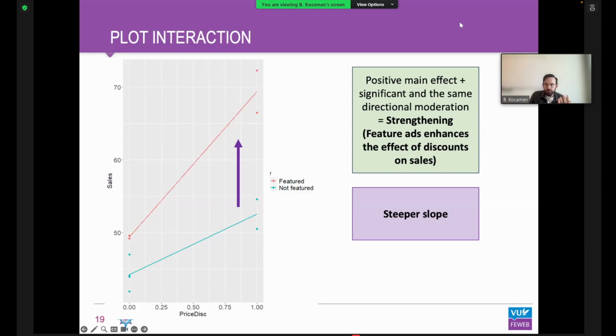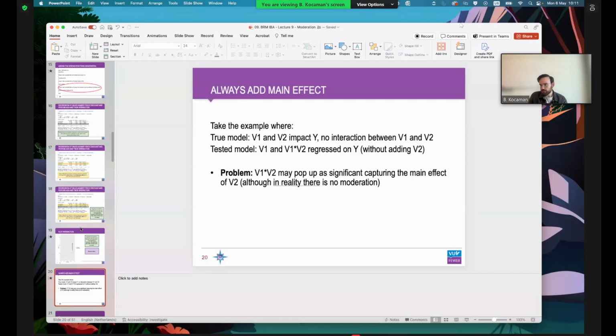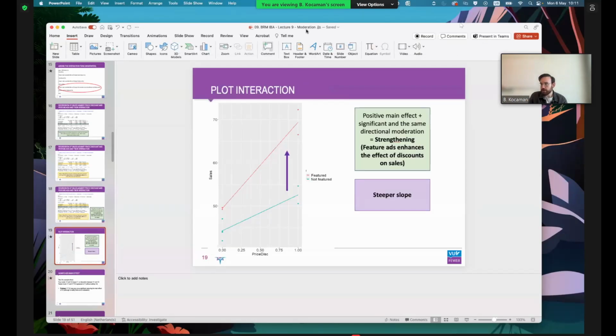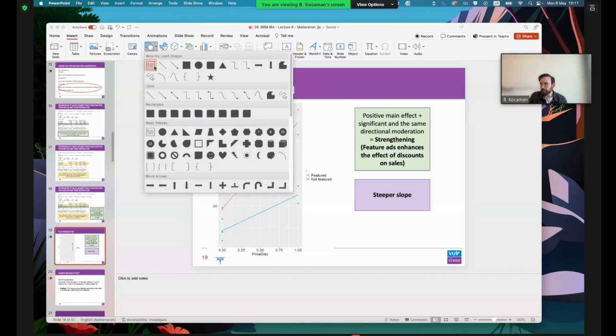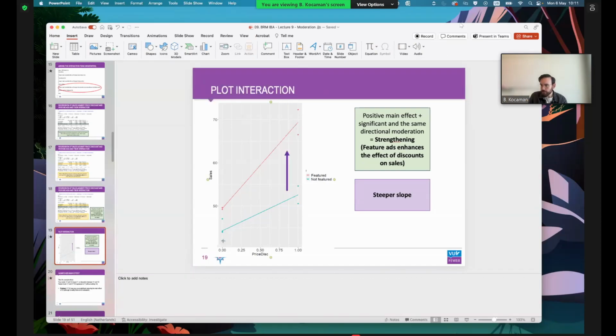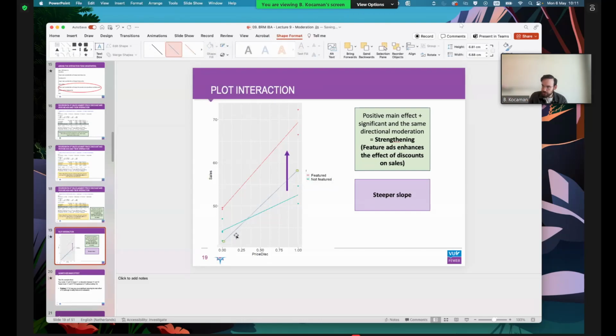So if the main effect of price discount was actually negative, we wouldn't care. Let me also quickly show that. It would only mean that the moderation would start from below this line. So there is a negative main effect, but still the moderation effect could be positive.